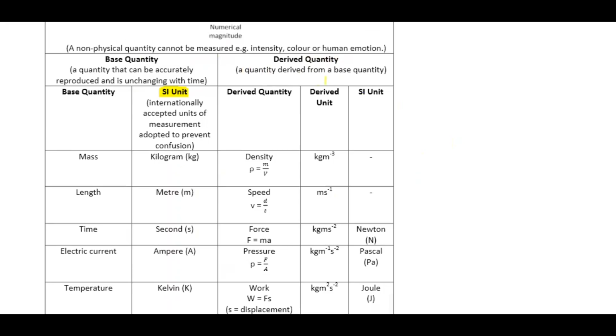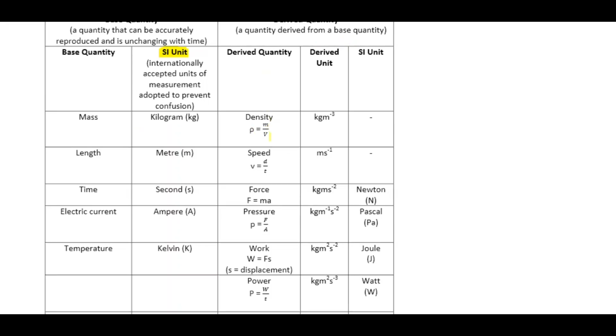A derived quantity that's derived from a base quantity will be, for example, density, which is derived from mass and volume, whereby volume is derived from length. Basically, density is mass divided by volume. So density is a derived quantity. The derived unit will be kg m to the power of -3. This is by doing some mathematical manipulation of the SI units within this formula. You'll be able to derive this.